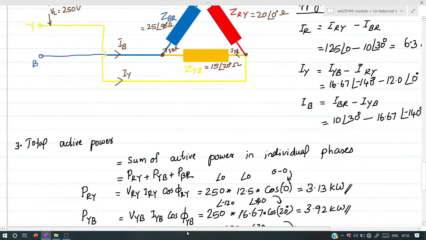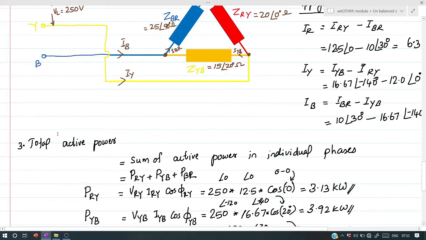So next part of this problem is we need to find out total active power. As the system is unbalanced, here we need to consider individual phases. So total active power is equal to sum of active power in individual phases, that is active power in RY plus active power in YB plus active power in BR. As we are considering individual phase, PRY is equal to VRY IRY cos phi RY.